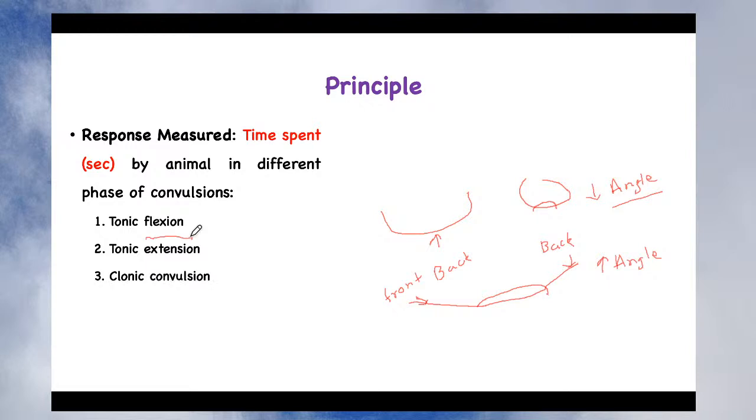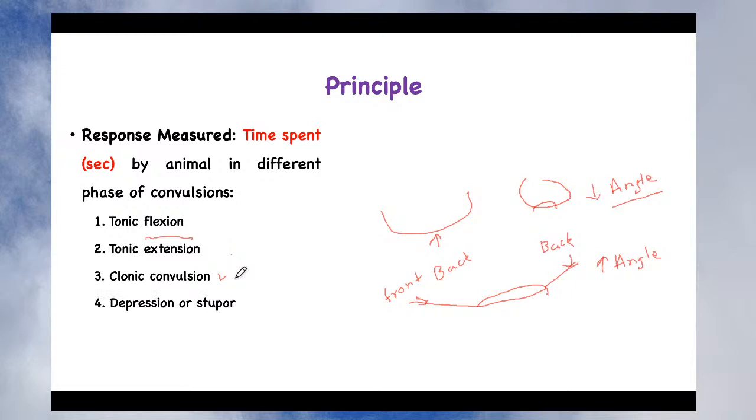The third one is clonic convulsion. It comes after the second phase, the tonic extension. Once the extension phase is over, the animal has stretched both its paws. After that, the animal starts showing some synchronous movement. The entire body is shaking and moving, isn't it? That phase is called the clonic convulsion. It is the synchronous movement of the entire body, or the entire musculature of the animal, that is seen. That is called the clonic convulsion. So you see how much time the animal spends in the clonic convulsion.